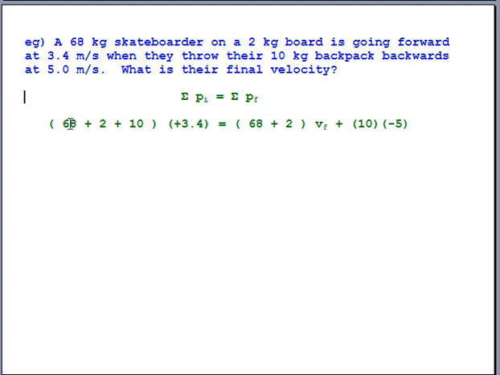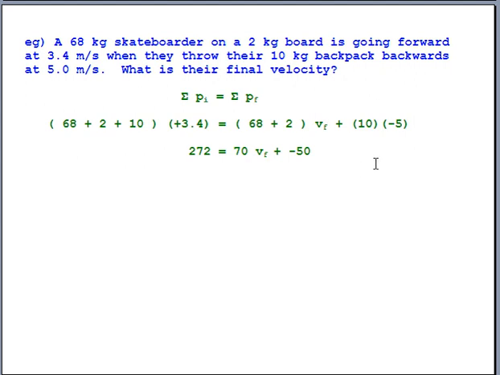So I've got at the beginning one big giant mass, 80 kilograms of skateboarder, board, and backpack, all going forward, there's my positive, at 3.4. Afterwards, the 70 kilogram kid and board is moving with one speed. There's the momentum for that. I'm just adding up all the momentums. And here's the momentum for the backpack going backwards at 5. So if it is going backwards, I have to let momentum know about that. Super nice. It all falls apart pretty quickly here.